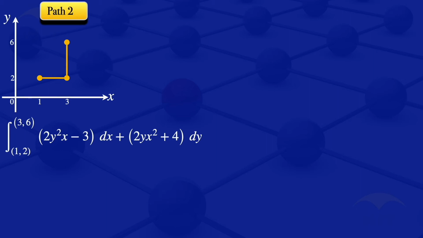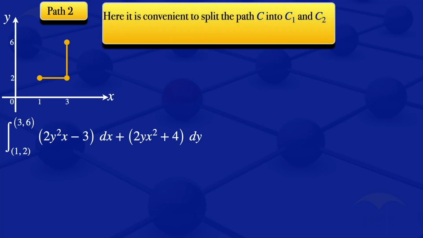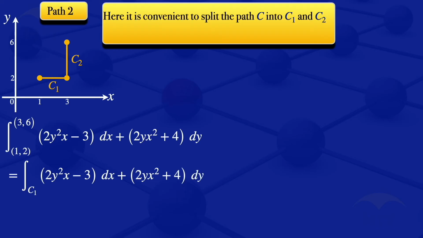So in this case, it is convenient to split our path C into parts C1 and C2. So the horizontal one, I'll call it C1. The vertical one, I'll call it C2. So our integral will become the integral along curve C1 plus the integral along curve C2.